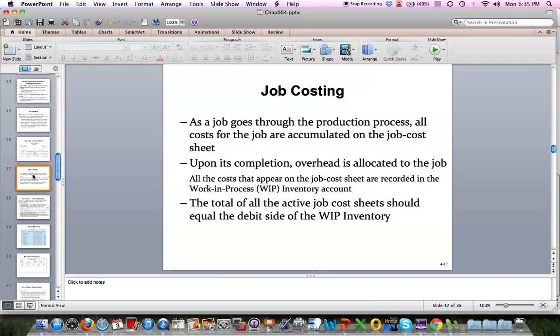Okay, if you can recall, a manufacturer has 3 types of inventory accounts. Okay, they have raw materials, work in process, and finished goods. So we're keeping track of the work in process with this job costing sheet.